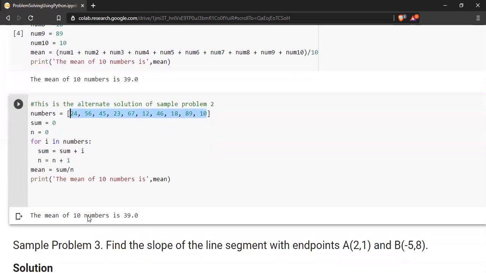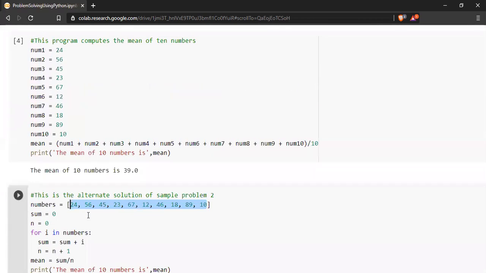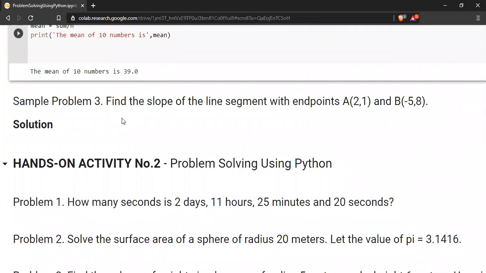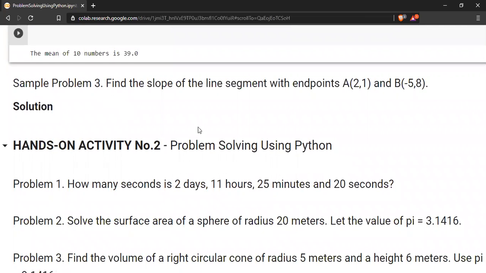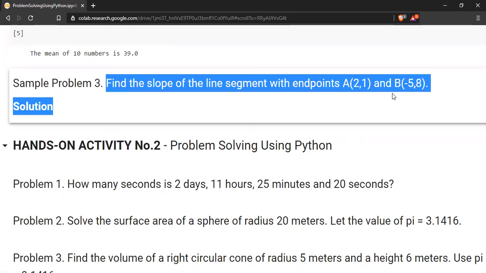Okay, now this is problem number 2. I actually put two solutions here. I show you two solutions here for problem number 3. Now for this problem, we are going to solve for the slope of the line segment.